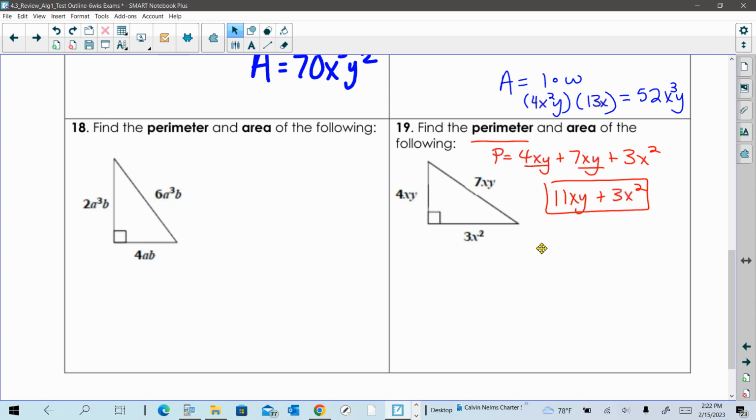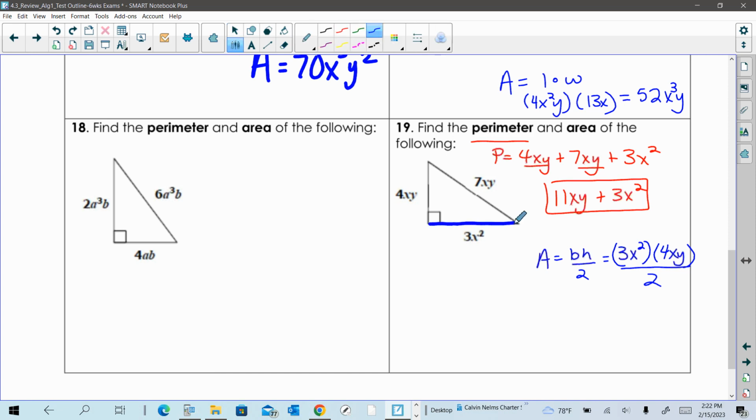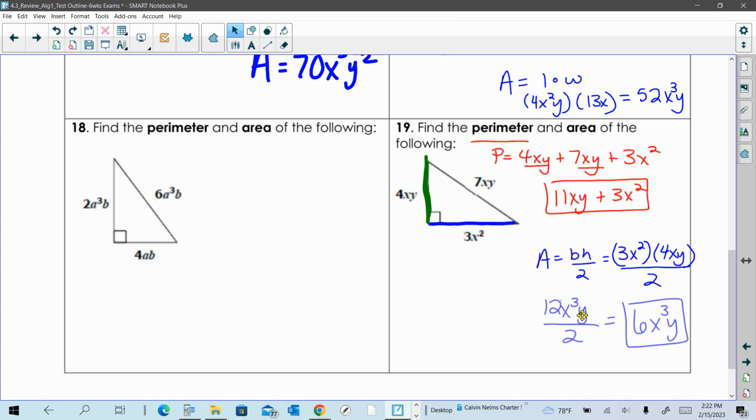Now your area is doing base times height divided by 2. Your base is the 3x squared. And your height right here is the 4xy. So when we substitute our values in, we want to simplify. So we do the multiplication. I'll get 12x to the third y. And then I can divide 12 by 2, which is why our final answer is 6x to the third y.